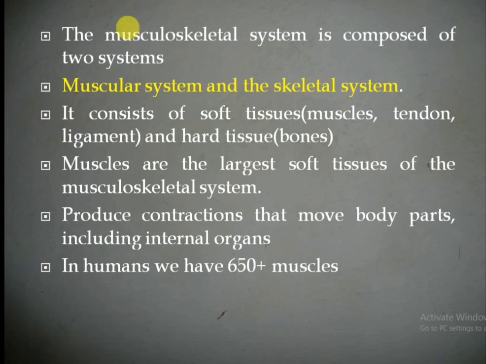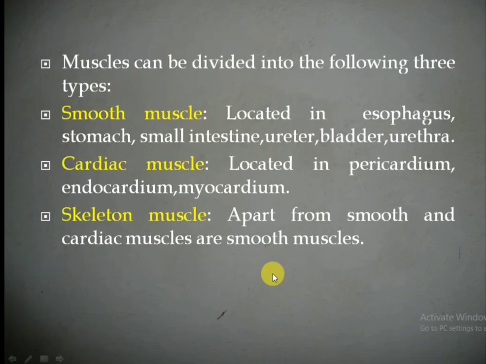And in humans we have almost 650 plus muscles, and these muscles are divided into three types. So what are those three types? We will see: smooth muscle, cardiac muscle, skeleton muscles. Smooth muscles are located in the esophagus, stomach, small intestine, ureter, bladder, urethra. Cardiac muscles are located in the pericardium, endocardium, myocardium. Skeleton muscles, apart from the smooth and the cardiac muscles, remaining all are the skeleton muscles.